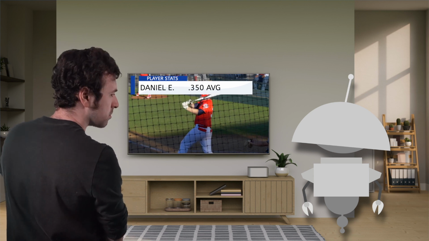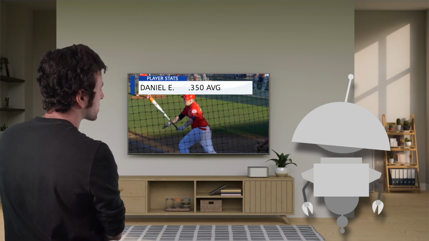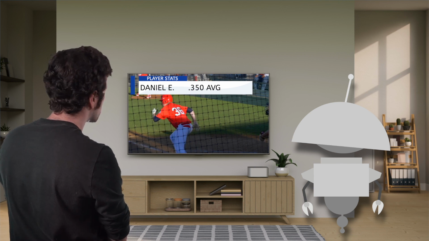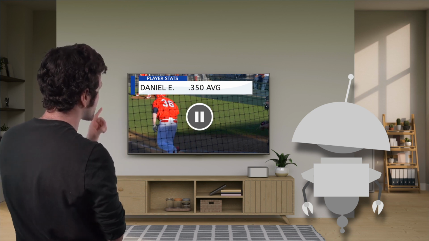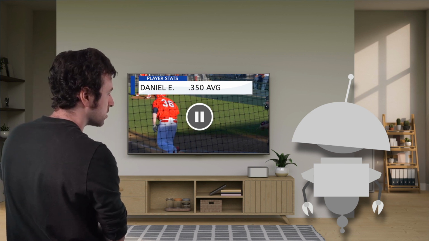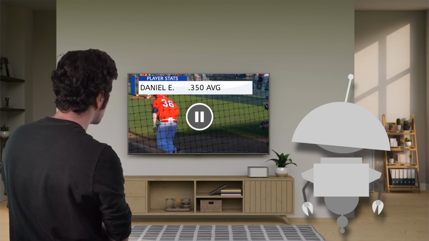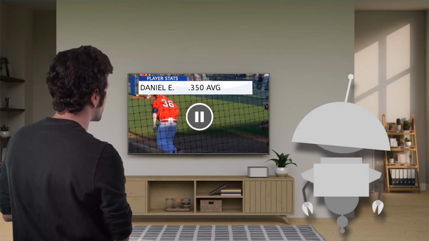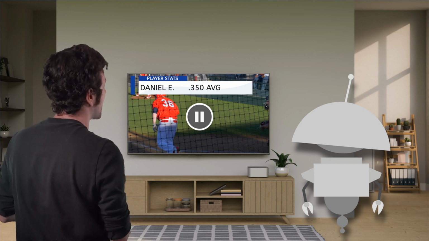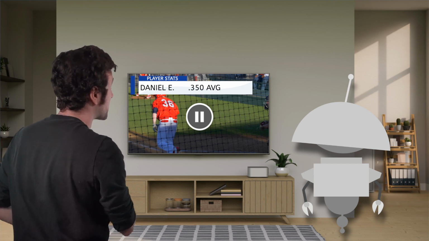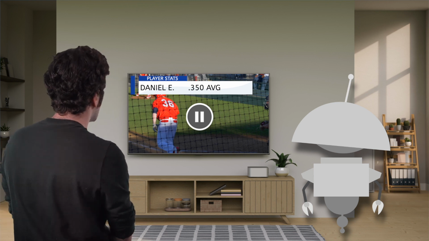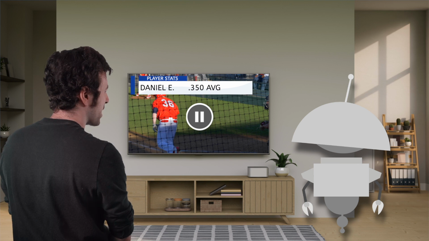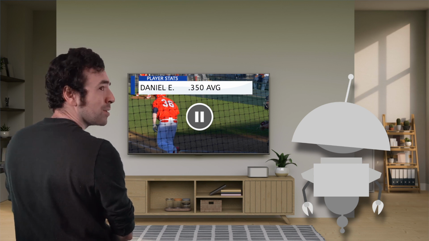Hey, Mia, what are those numbers next to the player's name? Right there, where it says 350 thousandths. His batting average? Oh, I get it. So it's kind of like comparing how many times he went up to bat versus how many times he actually hit the ball. I wonder what kind of math they did to get that decimal.